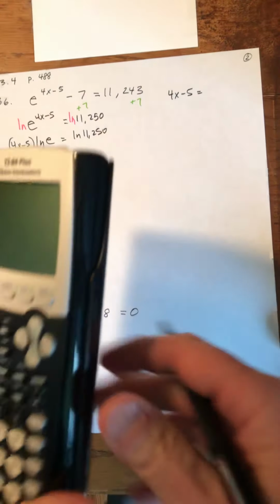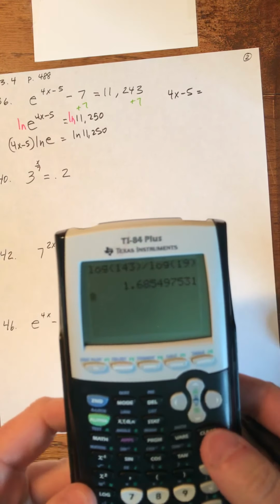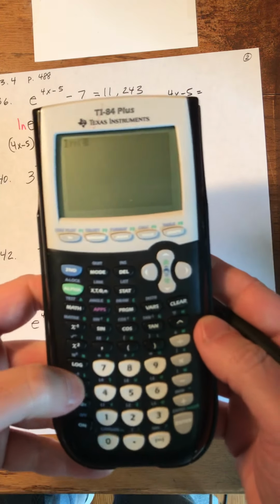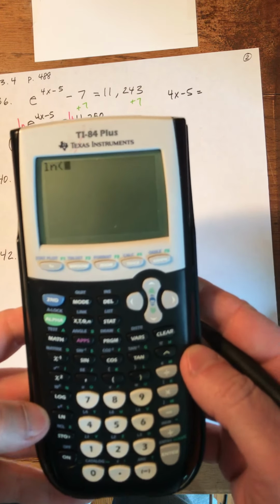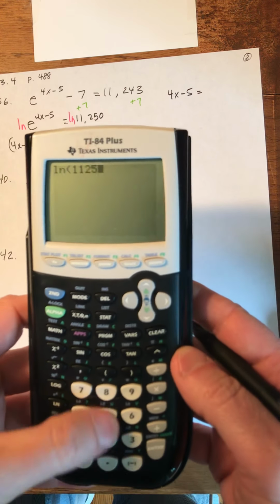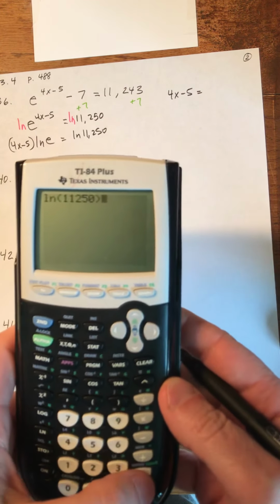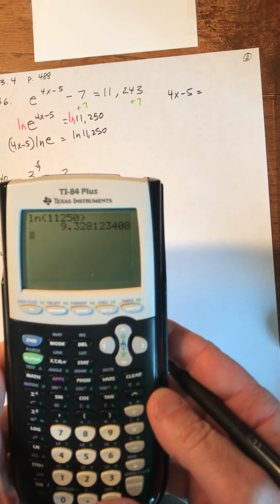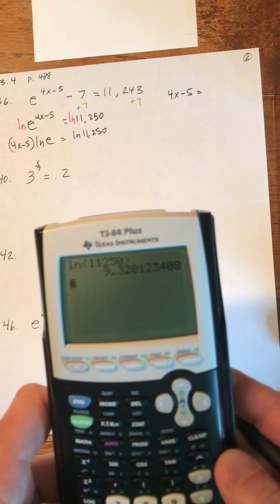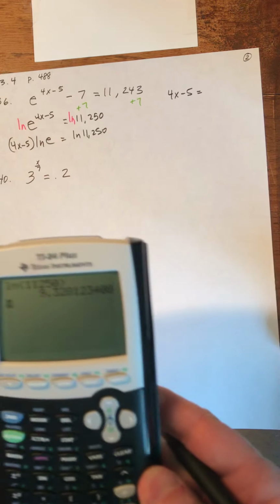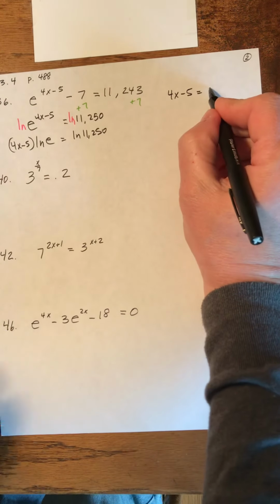So in my calculator, I'm just going to go like this. Let's clear this out. I'm going to go ln, which is over here next to the number 4, 11,250, close the parentheses, and hit enter. And I'm going to get about 9.33. So let's call this a 9.33.